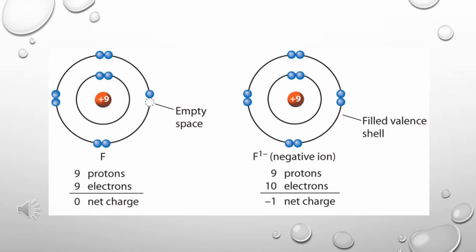Now you can see that there is a disturbance of electrical charges. The number of protons is 9, the number of electrons is 10, and as a result, this fluoride ion will get -1 charge. This is an anion of fluorine.